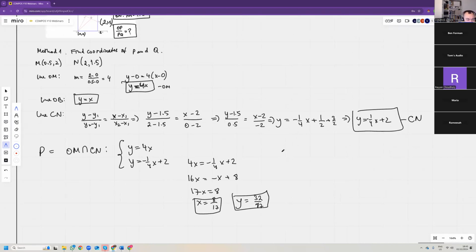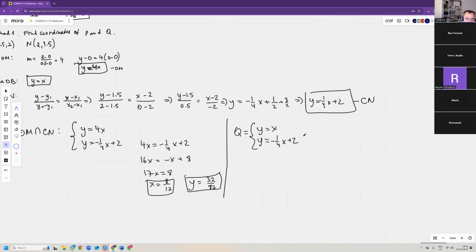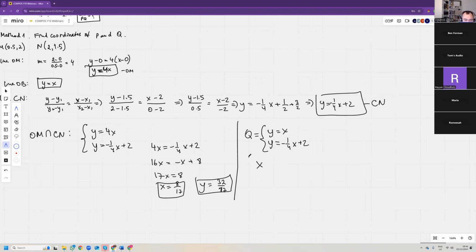And then Q is the intersection of y equals x and y equals minus a quarter x plus 2. And that means we have x equals minus a quarter x plus 2. 4x equals minus x plus 8. 5x equals 8, x equals 8 over 5, y is equal to x, so that's 8 over 5.